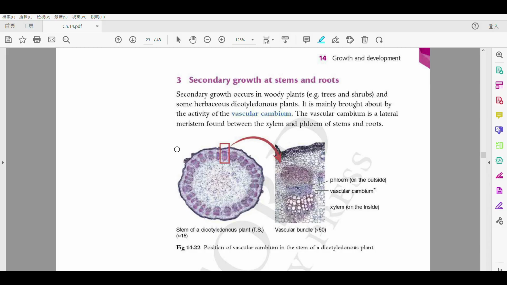Hello everybody, welcome back to Learning Biology 14.4 Part 2. So in this part, we're going to focus on the growth of plants, but another type. This time we're focusing on the secondary growth.